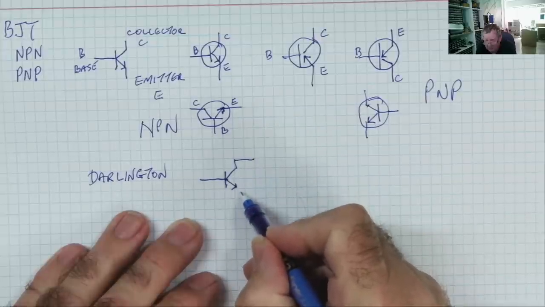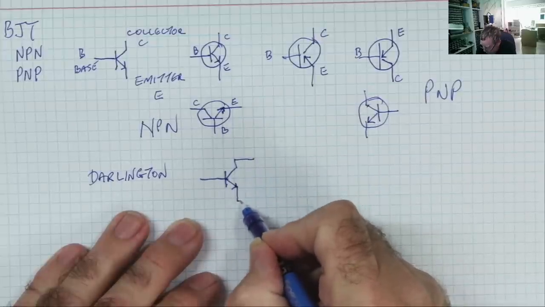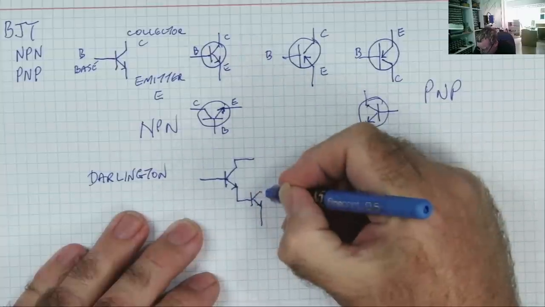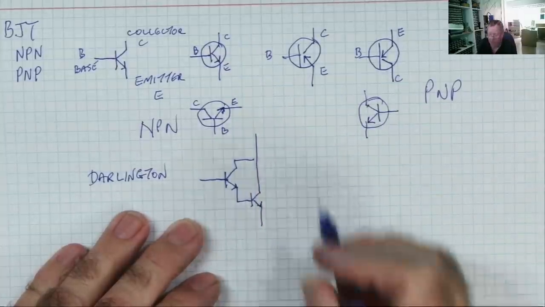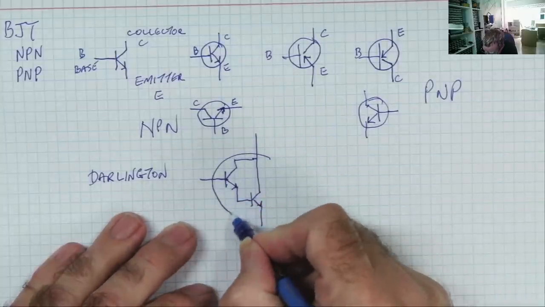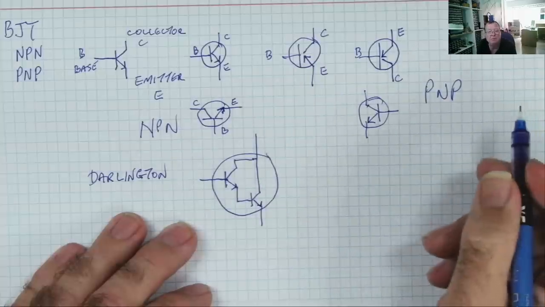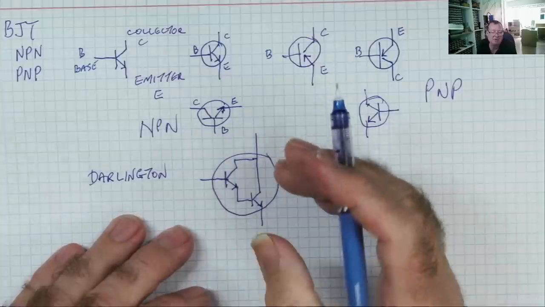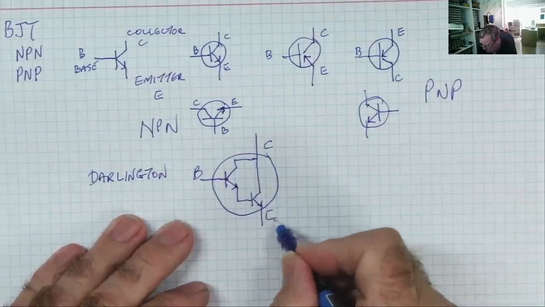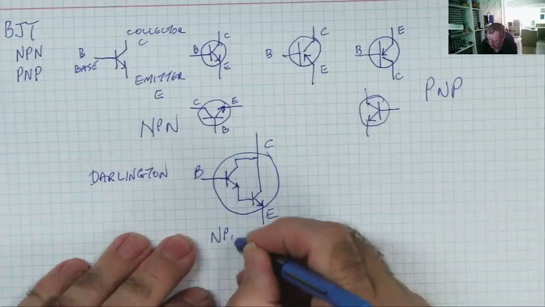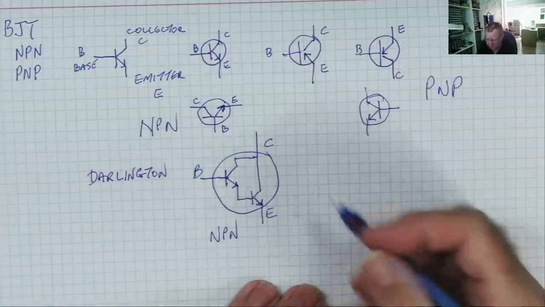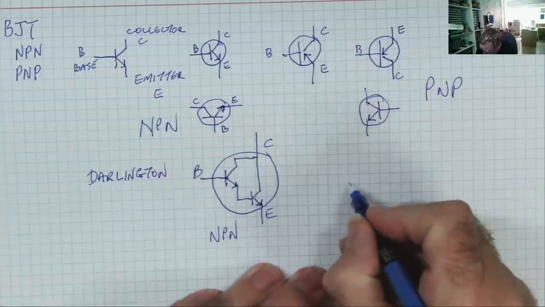I'll just make sure I get it right, by the way. There we go. It's all joined up in the end, okay? Usually this symbol will have a circle around the whole thing, like so, which indicates it's encapsulated in one unit, base, collector, emitter, NPN. And the PNP is basically the same thing, just with the arrows pointing the other way.